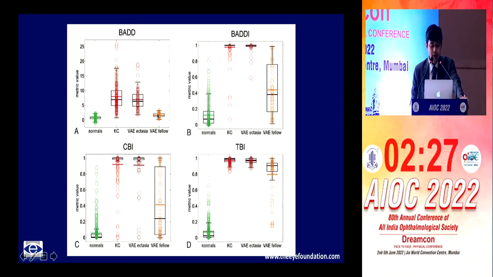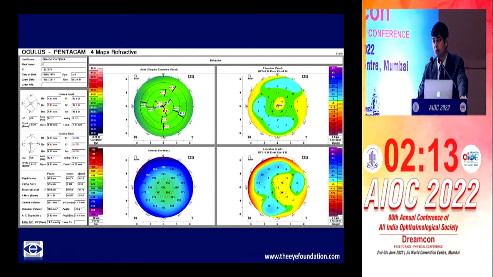you could see BAD-D almost made it look like it was the same. There was no difference. In CBI, while there was some difference, it was a very widely spread out data. But only TBI was able to differentiate between normals and this. So it definitely helped taking the boundaries forward.